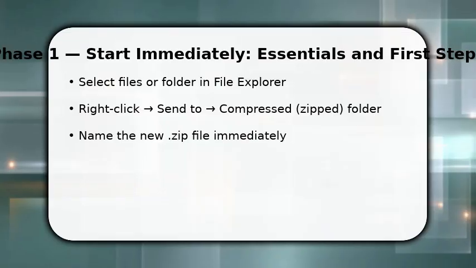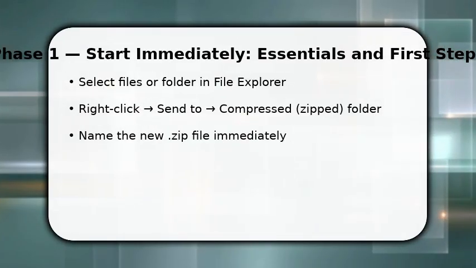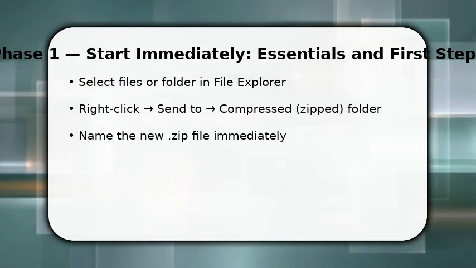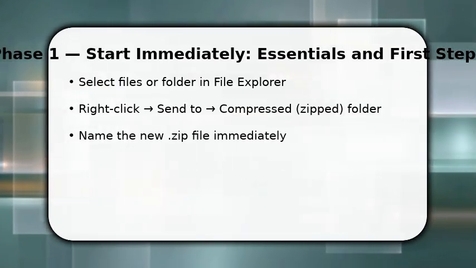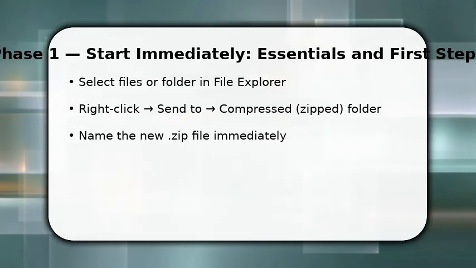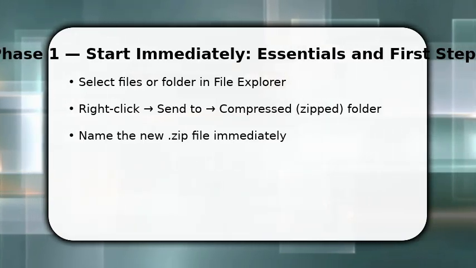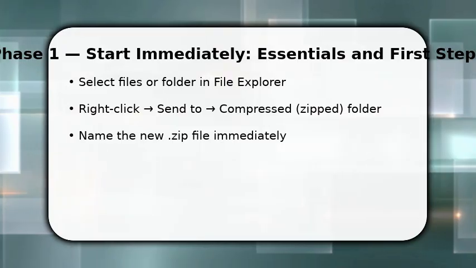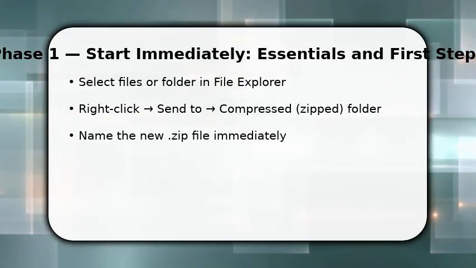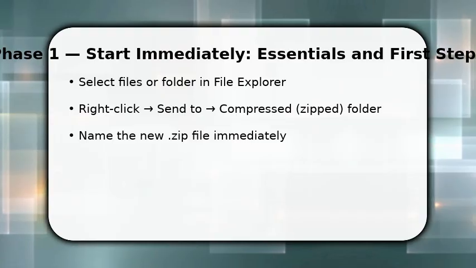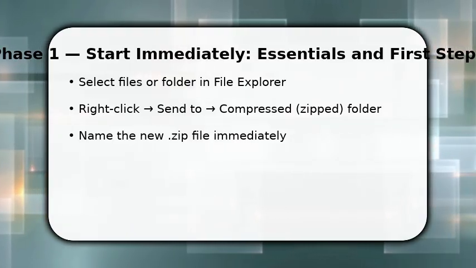You begin by selecting the items to compress, pick files, or an entire folder. Right-click on your selection, then choose Send to and Compressed Zipped folder so Windows creates a zip. Once done, rename the archive to something clear. This helps later. Make sure you're in the correct folder before compressing because the archive will appear there.